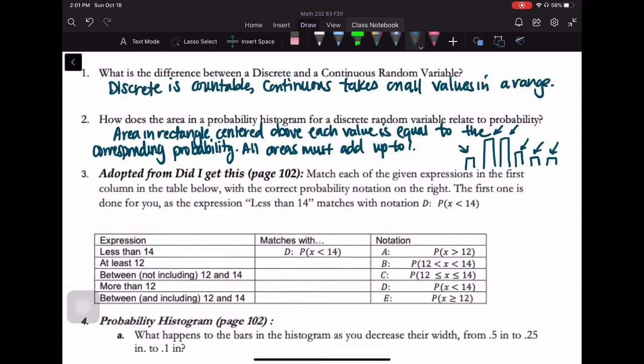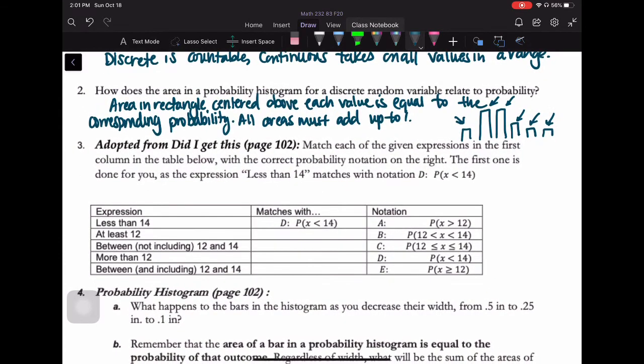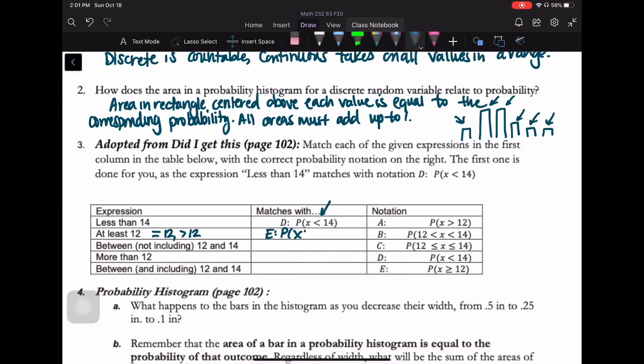Now, we want to match each of these expressions with the corresponding probability. The first one is done for you. Less than 14, this is the less than symbol. At least 12 means I can be 12 and I can be greater than 12, so I can equal 12 and be greater than 12, which means that E is my answer here, the probability of being greater than or equal to 12. More than 12, I'm going to jump down. More than 12 is A, which does not have that included line underneath. That's the equal to line.